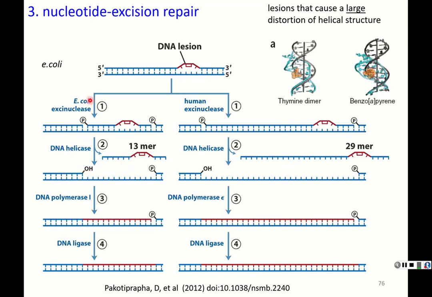Okay, so the exonuclease cuts those, helicase will unwind it, DNA polymerase 1 fills it in, and then your ligase terminates that and seals the nick. In humans, it's a similar process. You have what's known as an exonuclease again. It's cutting out 29 bases instead of 13. Helicase again unwinds it. DNA polymerase epsilon is the one that's filling it in, and you get a DNA ligase to seal that nick.